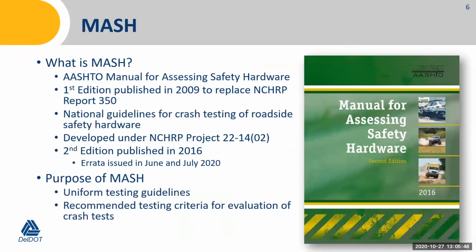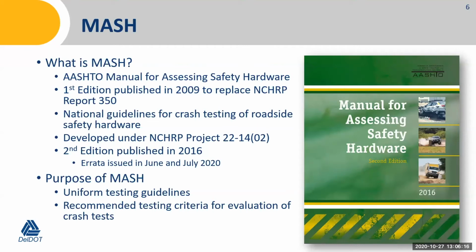So what is MASH? Again, kind of a repeat of what Mike talked about this morning, but MASH is the AASHTO Manual for Assessing Safety Hardware. The first edition was published in 2009 and replaced NCHRP Report 350. It provides guidelines nationally for crash testing of roadside safety hardware. And these are uniform guidelines that are used by all testing facilities that are testing these types of hardware.